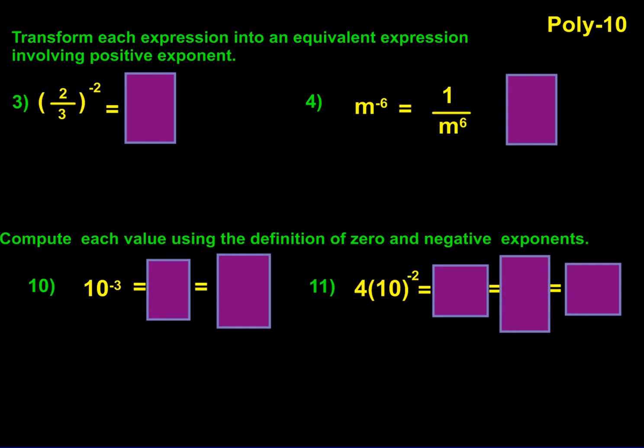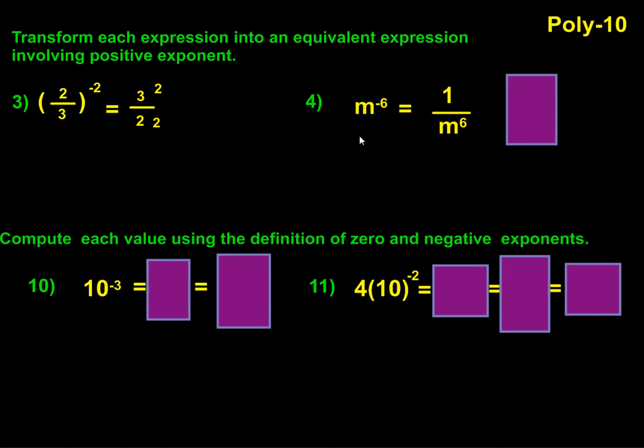We'll start by taking a look at questions 3 and 4. The directions ask you to transform each expression into an equivalent expression involving a positive exponent. So we have 2/3 to the negative second power, and we're going to apply the negative 2 to both the 2 and the 3, but we're going to flip these so that the 3 becomes the numerator and the 2 becomes the denominator, and each one is going to have a positive 2 for an exponent. Now, we would normally go ahead and solve this out, but since the directions were simply to change it to a positive exponent, we're going to leave it like this.